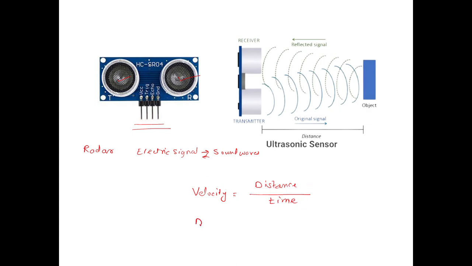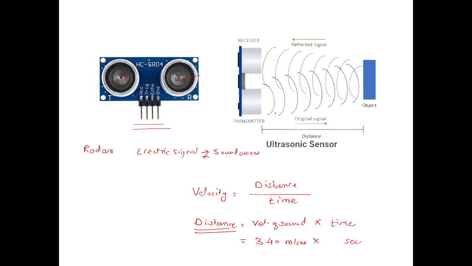So the formula is: distance is equal to velocity of sound into the time. The value of the velocity of sound in air is about 340 or 335 meter per second, into the time in seconds. That we will be getting, and from that we can calculate the distance. That is the basic principle of this.